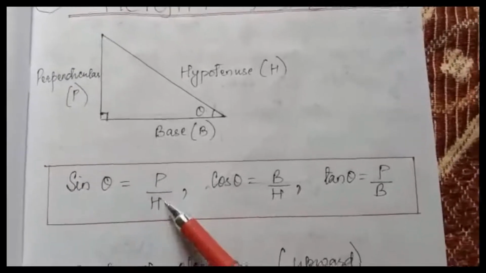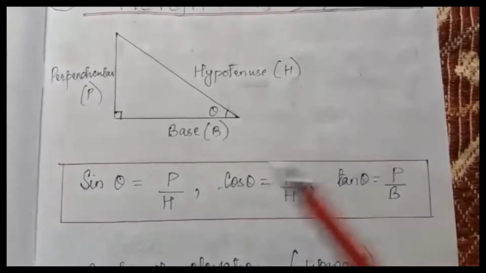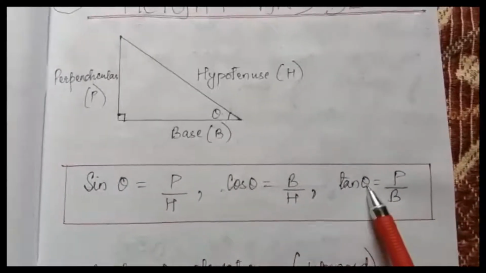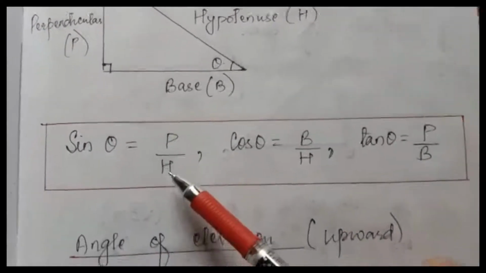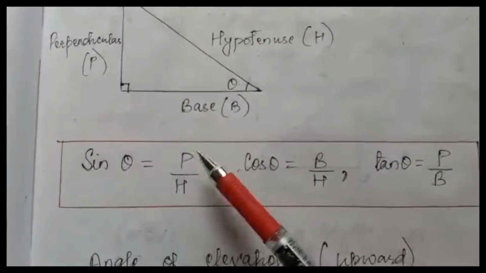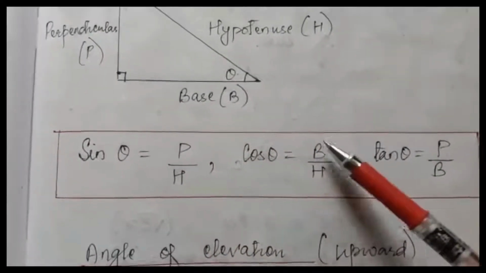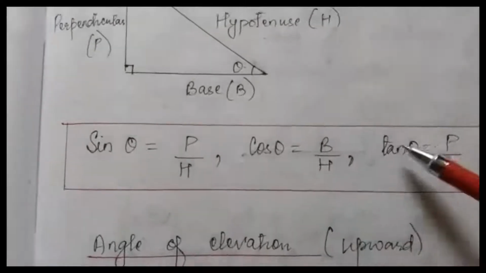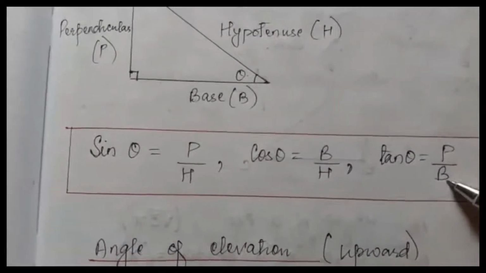Some people have curly brown hair turns permanently black. So we need these three trigonometrical ratios. First is sine theta. Sine theta is perpendicular by hypotenuse. Some people have curly brown hair. Cos theta is base by hypotenuse. Turns permanently black. Tan theta is perpendicular by base.